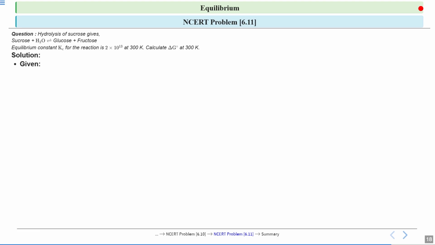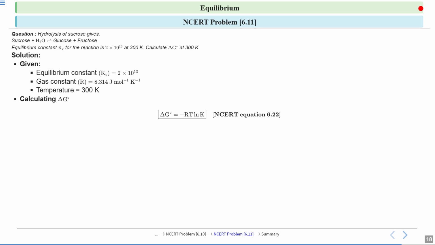Now, what else is given in the question? We are given the value of the equilibrium constant, which is 2 into 10 to the power 13, Kc. Then our gas constant we already know, it is 8.314 joule per mole per Kelvin. Then temperature will be taken as 300 Kelvin, mentioned in the question. You have to calculate the delta G naught. Now the equation that we know is delta G naught is equal to minus RT ln K, which is equation number 6.22. Further, we will take K as Kc because here we have to calculate the equilibrium constant in terms of concentration.